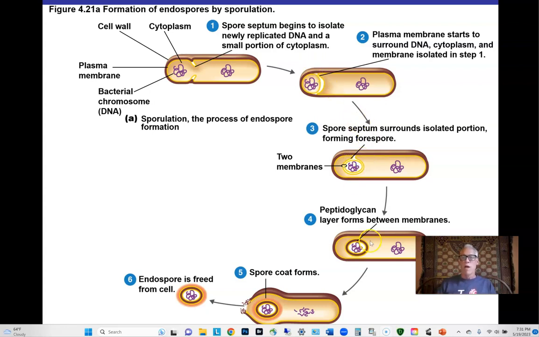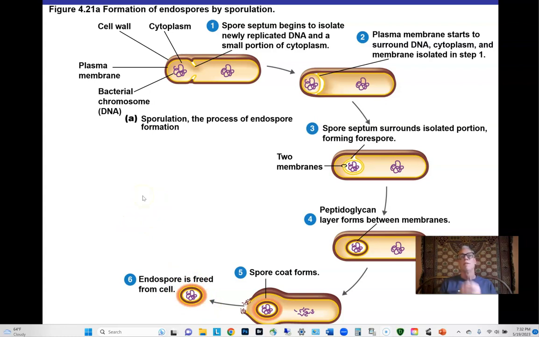Package all that stuff in there, and then put a tough peptidoglycan wall around the outside, and then even around that, put an even tougher protein coat that's waterproof. And now the rest of the cell will just be degraded and gotten rid of, and what will be left over is this endospore that is a copy of the chromosome, a whole bunch of enzymes that can allow this thing to start the game rolling, to get some proteins being made and start making a new bacterium. We have a cell wall, and then we have a coat on the outside, and the endospore again is extremely tough and impervious.